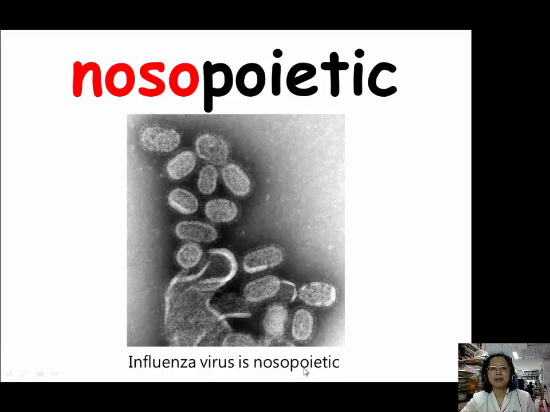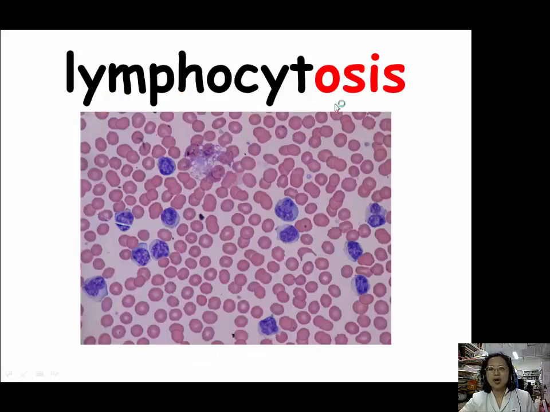It can cause disease. And for the suffix osis, our example is lymphocytosis. We learned before that the prefix lympho means anything related to lymph. And lymphocyte is the blood cell that is in the lymph, and also in our blood too. And in lymphocytosis, the suffix osis means disease. So it's a disease related to lymphocytes.